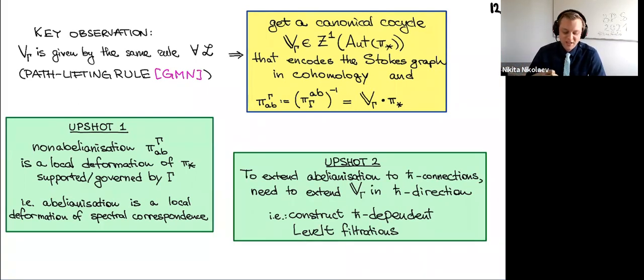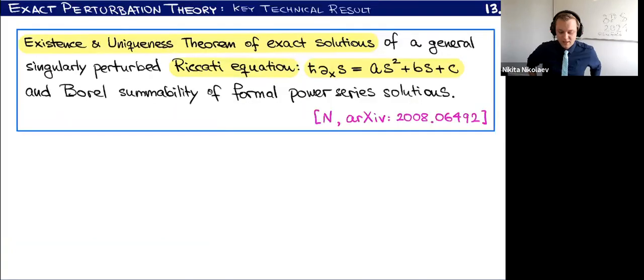So what you really need to do is construct Levelt filtrations which have good dependence on H-bar. So that's where you get to exact perturbation theory. I'll just tell you what the key technical result is without explaining any details, because that would take me too far afield. But basically, what you need is an existence uniqueness theorem for exact solutions of a singularly perturbed Riccati equation.